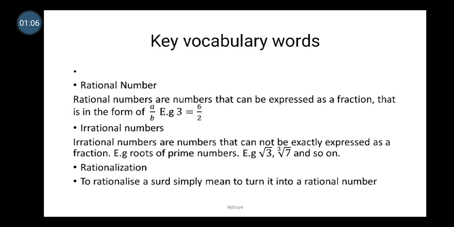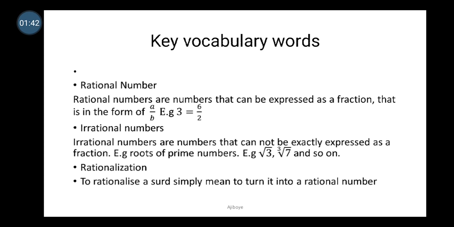Those are our objectives. Key vocabulary words: rational number. Rational numbers are numbers that can be expressed as a fraction. That is, numbers that can be expressed in the form of a over b. E.g., 3 is equal to 6 over 2. So any number that you can put in the form of a over b is a rational number. 5 can be expressed as 10 over 2. So that means 5 is a rational number, right?